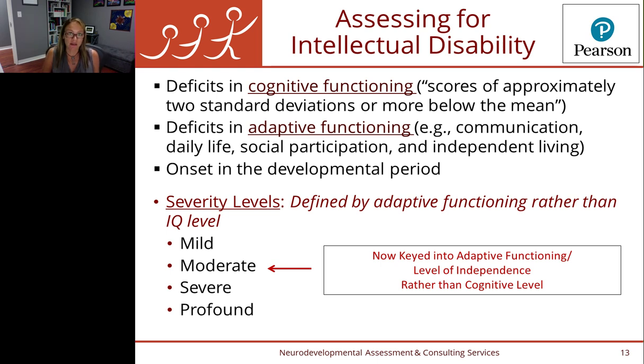What changed in the DSM-5 that I know in my own experience people have had a hard time transitioning with are the severity levels of cognition. We used to determine these based on IQ number, so mild intellectual disability, for example, was having an IQ between 55 to 70. We are now keying these severity levels into adaptive functioning or level of independence.